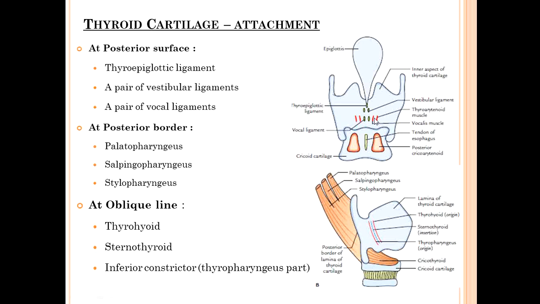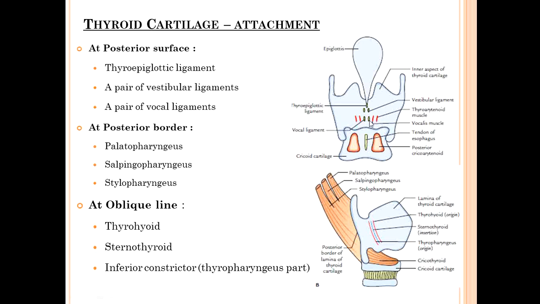So on the posterior surface, from midline to laterally, first there is the attachment of the vestibular ligament, then the attachment of the vocal ligament, and here is the attachment of the thyroepiglottic ligament. The thyroepiglottic ligament is between the epiglottis and thyroid cartilage, then the vestibular ligament, then the vocal ligament, and lateral to the vocal ligament there is the vocalis muscle, and still more lateral there is the thyroarytenoid muscle.